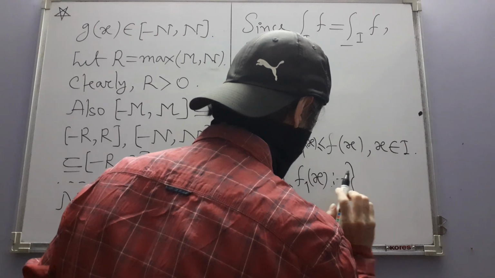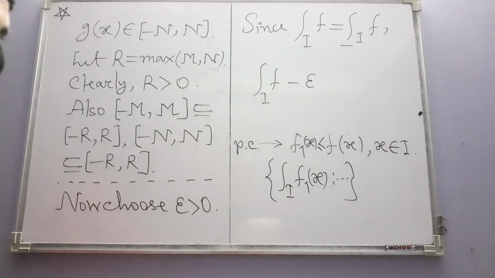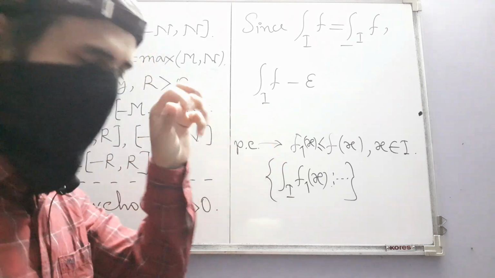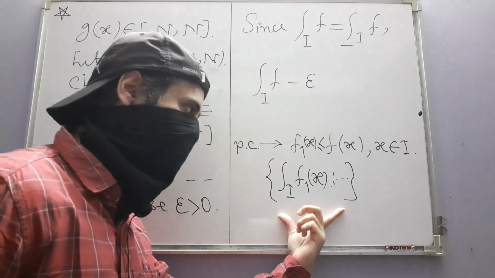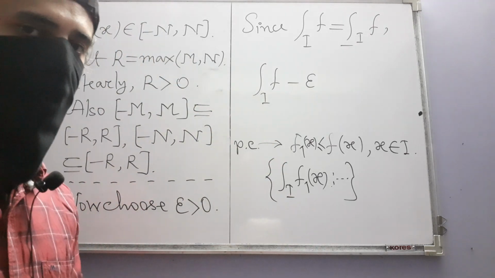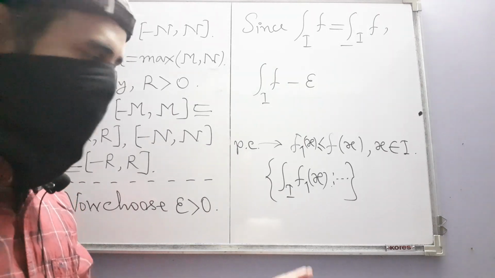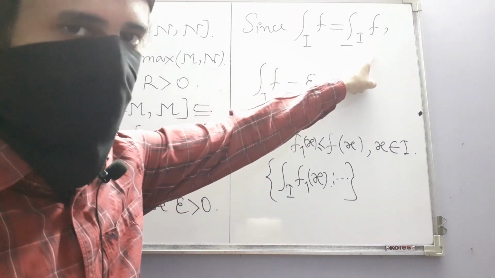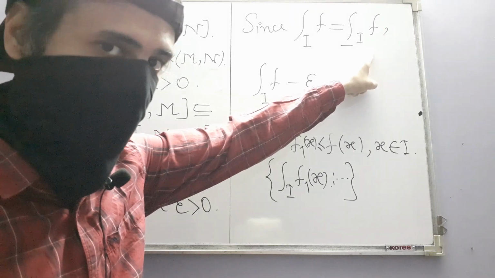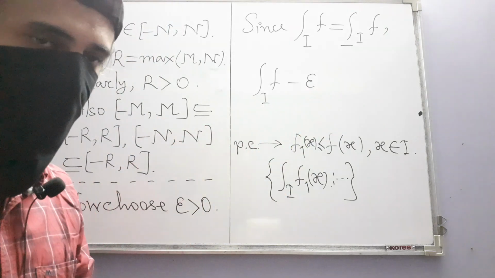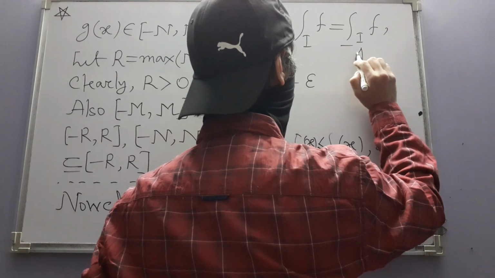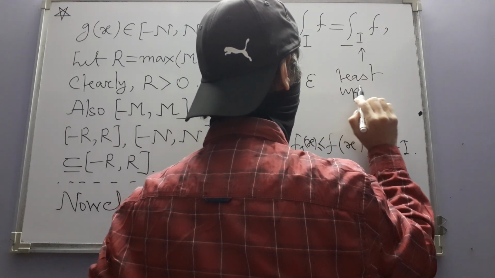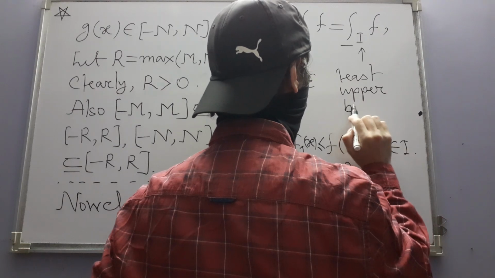Okay, here you have the condition that f1 is piecewise constant and minorizes f. You collect integrals of all such piecewise constant functions. You then get a set. The least upper bound of this set is defined to be the lower Riemann integral. Alright? Least upper bound.